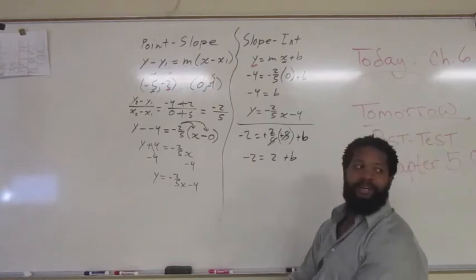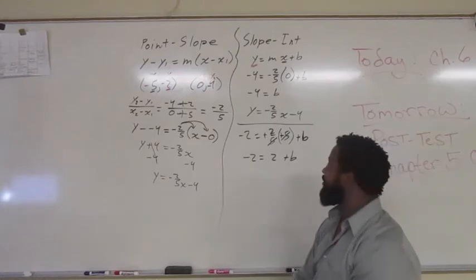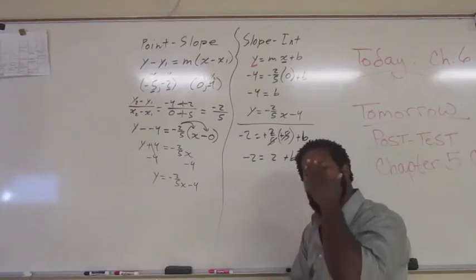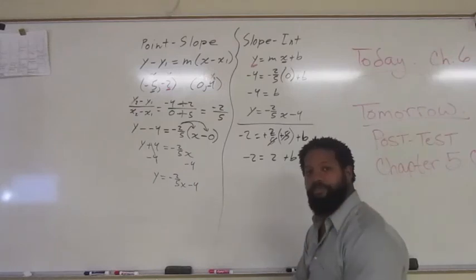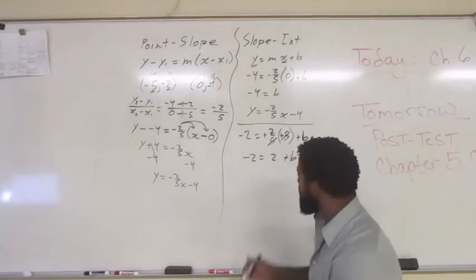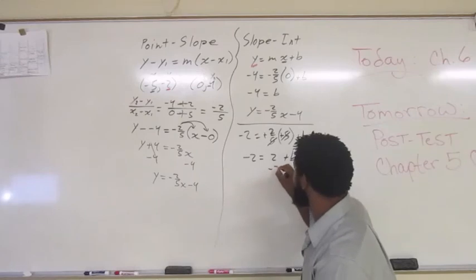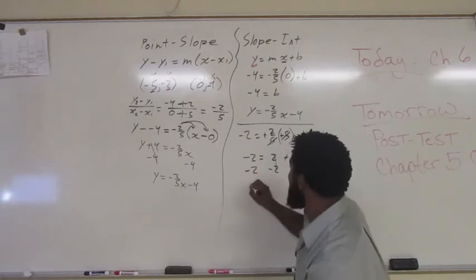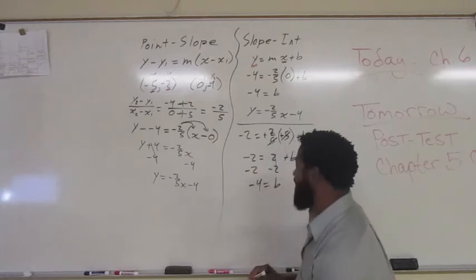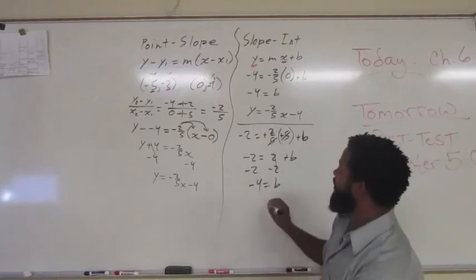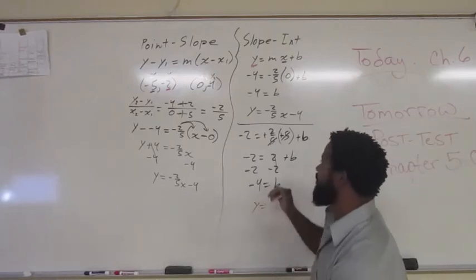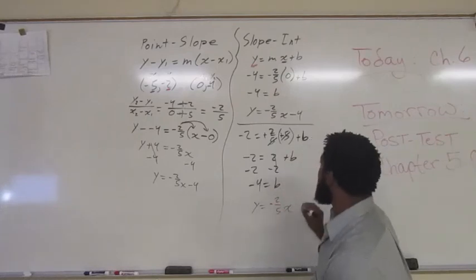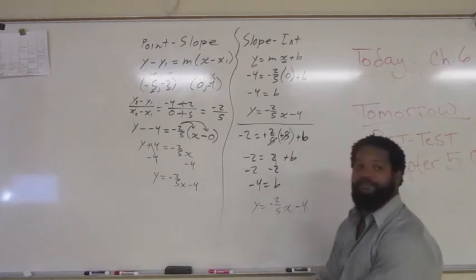How are you going to get that b by itself? You gotta cancel the 2. How are you going to cancel the 2? You subtract 2. Minus this 2? Yes, minus this 2. What you do on one side, you must do on the other. -4 equals b. And so when we write this, it'll be y equal to, what is our slope? -2/5 x minus 4. Bro, this is crazy.